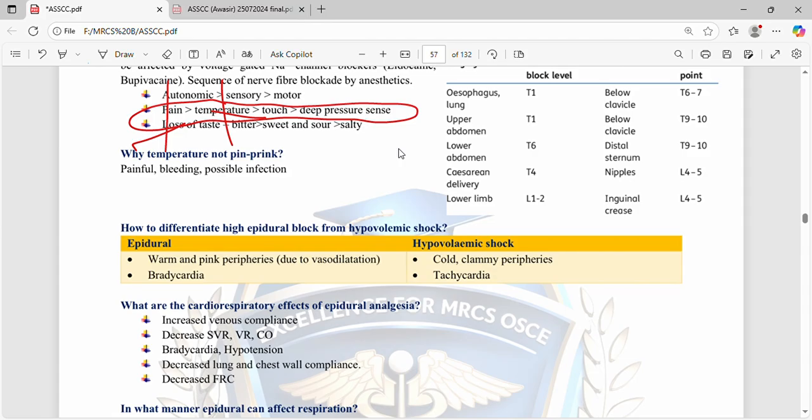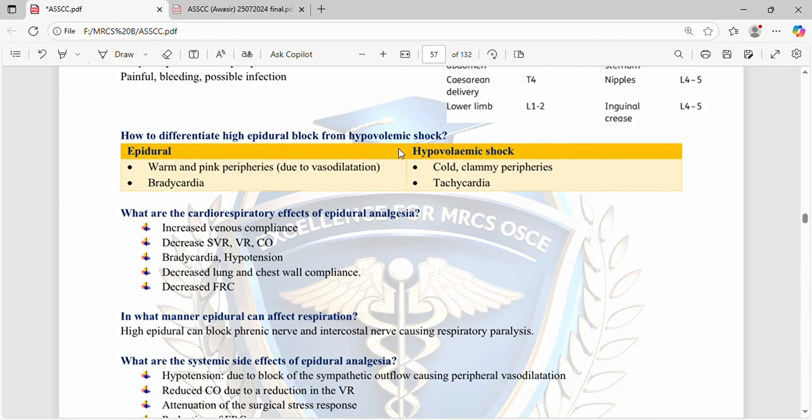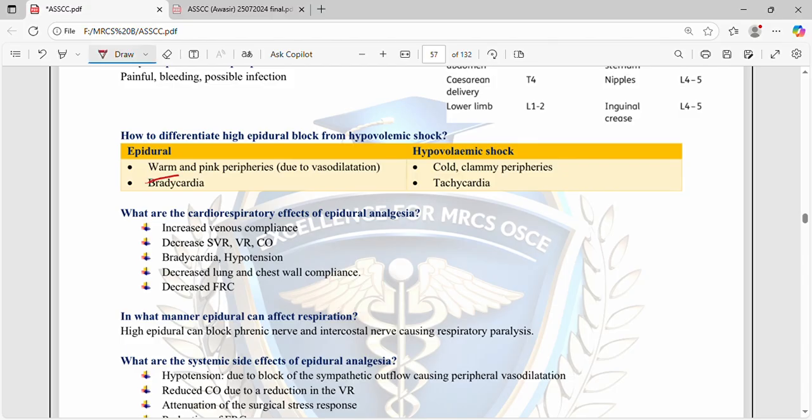How to differentiate high epidural block from hypovolemic shock? In high epidural block, there are warm and pink peripheries due to vasodilation because of the loss of vasomotor tone, and bradycardia. In hypovolemic shock, the patient will be tachycardic. This is the main difference. Here the patient will be bradycardic, there tachycardic. Cool, clammy peripheries in hypovolemic shock.